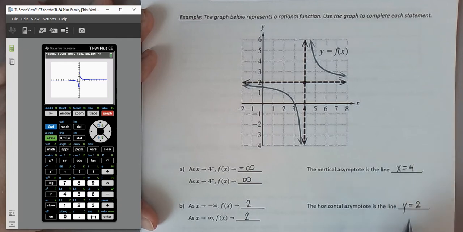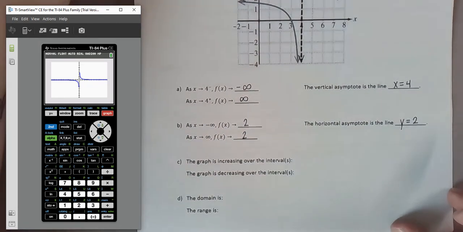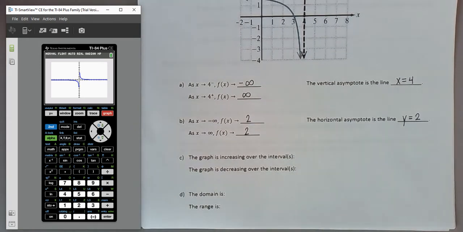So x equals, y equals, don't forget those parts. Very, very important. Now it's worth talking about other kinds of things we can see from this graph. So specifically, where is the graph increasing? Where is it decreasing? What's the domain? What's the range based on the graph we're seeing for this function?